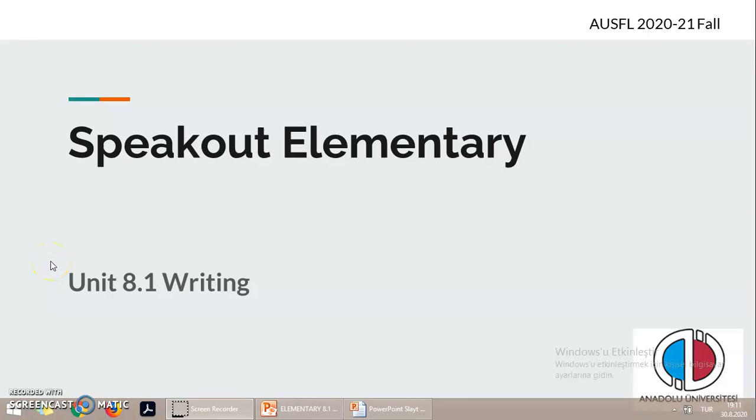Hi everyone, today we will study pronouns. You can find this topic in your book Speak Out Elementary Unit 8.1 Writing section.